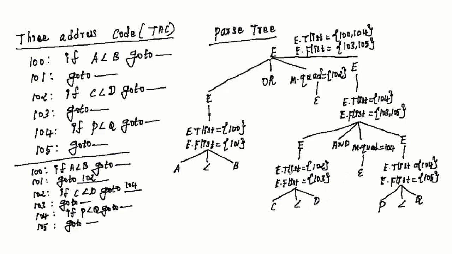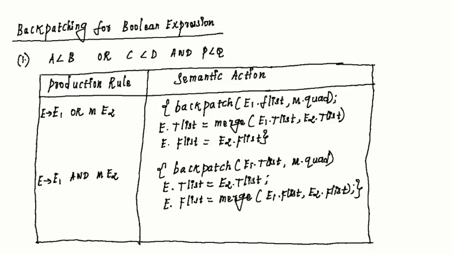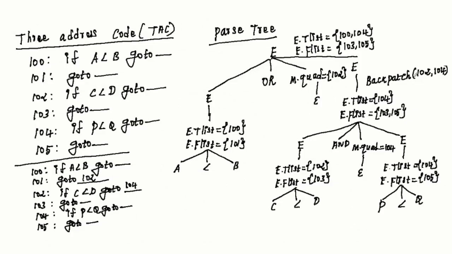In the parse tree, E dot true list equal to 102, E dot false list equal to 103. The next quadruple is going to be 102, 103, and the next number is 104. So M dot quadruple equal to next quadruple value 104. Then do the backpatching using the semantic action: backpatch of E1 dot true list, M dot quadruple. That is 102, and M dot quadruple is 104. So 102 is backpatched to 104.